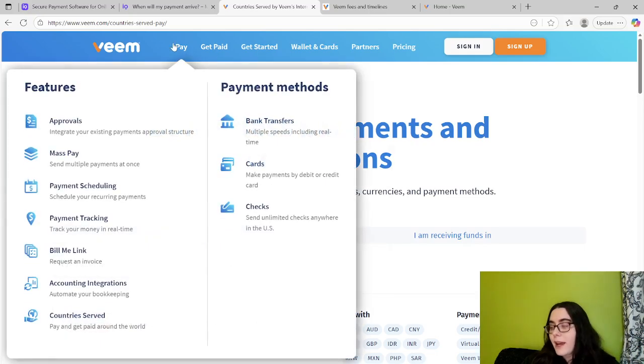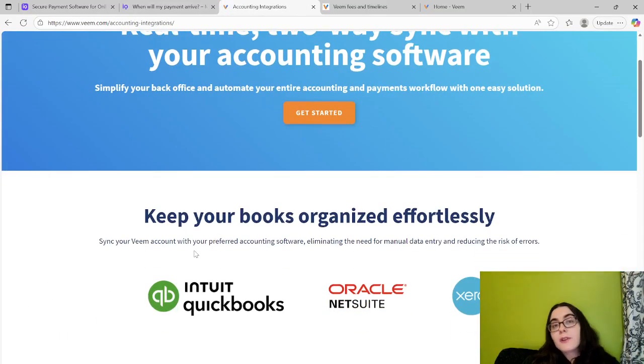Now we're going to look at the accounting integrations available with Veem. Similar to Melio, they integrate with QuickBooks Online and Xero, but they also integrate with NetSuite. So if you have that and want to sync up with it, that's good to know. But the one thing they don't sync up with is QuickBooks Desktop. Melio lets you sync with that. Veem does not.